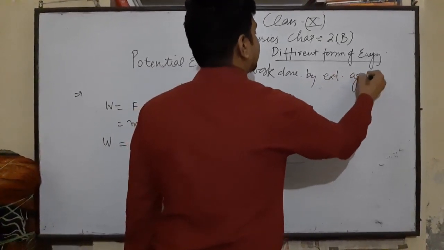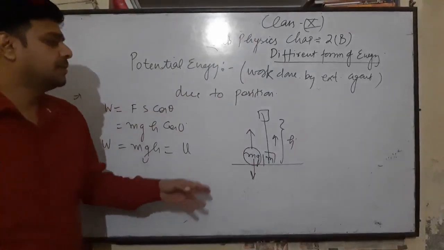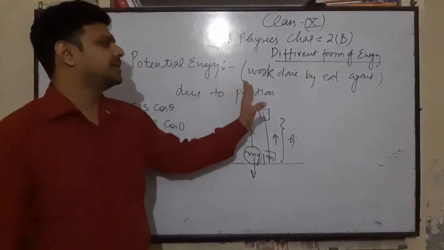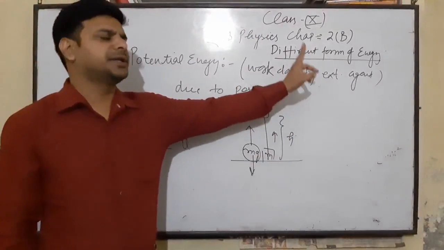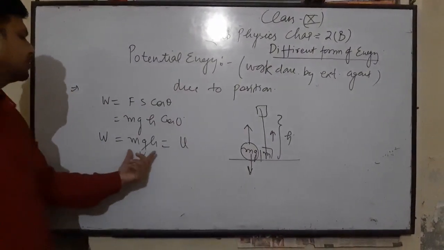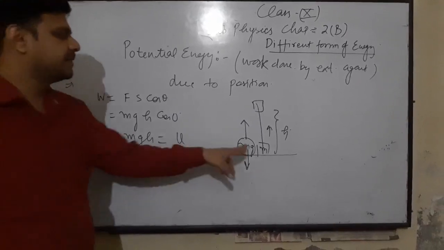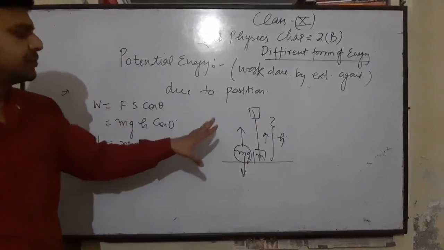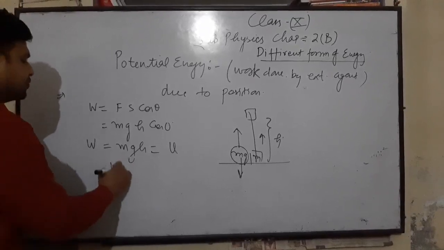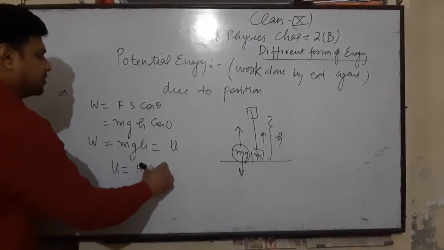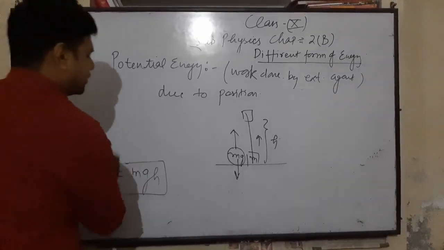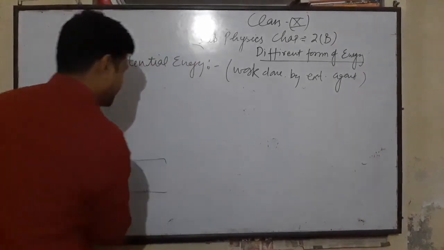External agent means you. You have to lift this object to this height. So what is potential energy? It is the work done by an external agent in giving some particular position or orientation to an object. So W is equal to mgh. This is the work done in lifting this object through height h. So it is stored as potential energy in the object, and it is called gravitational potential energy. U is equal to mgh. This is gravitational potential energy. So what is potential energy? It is simply work done by an external agent.